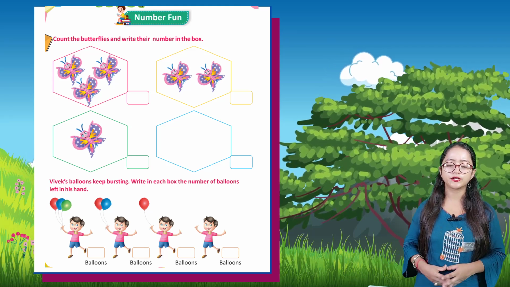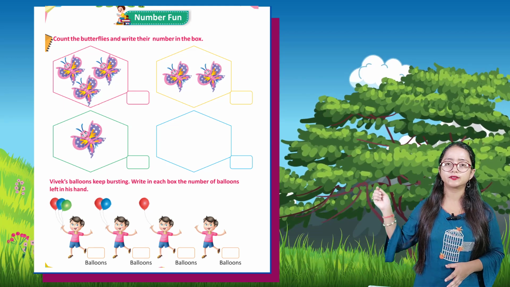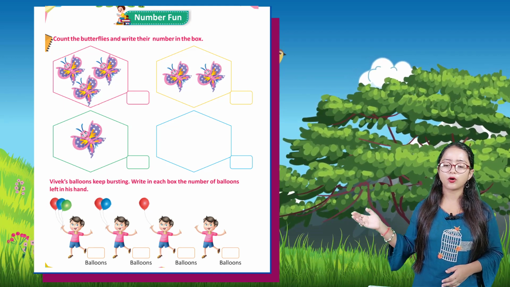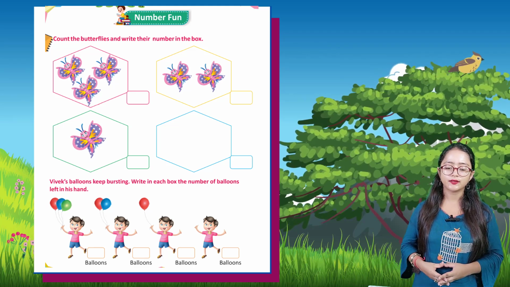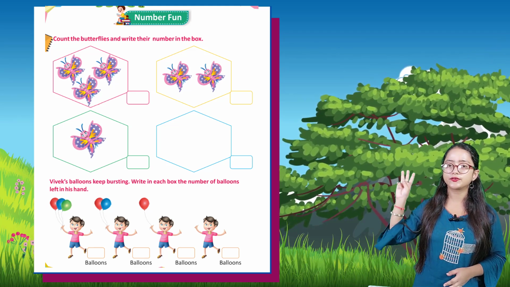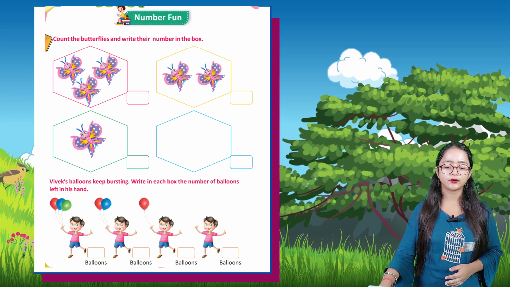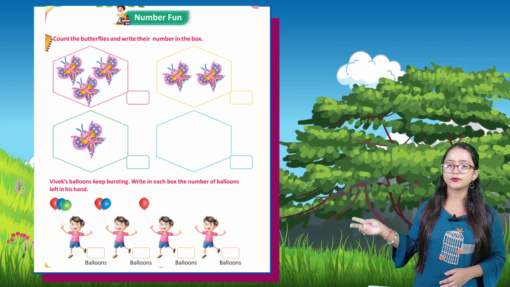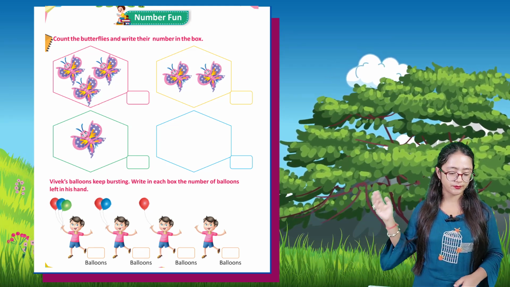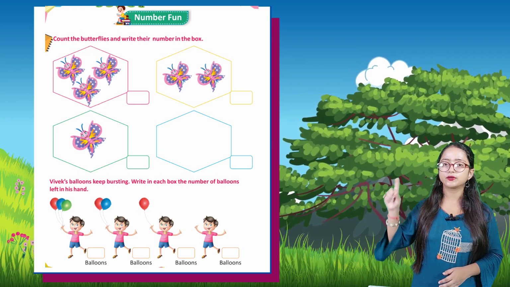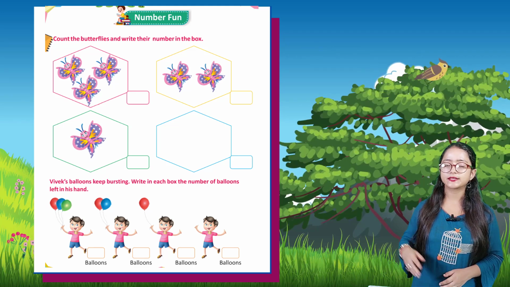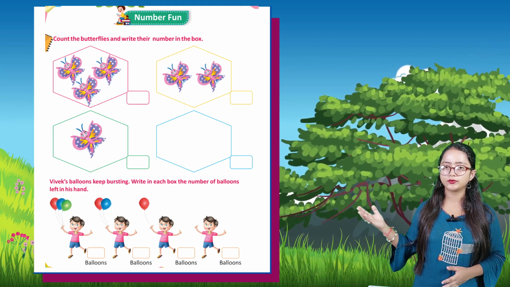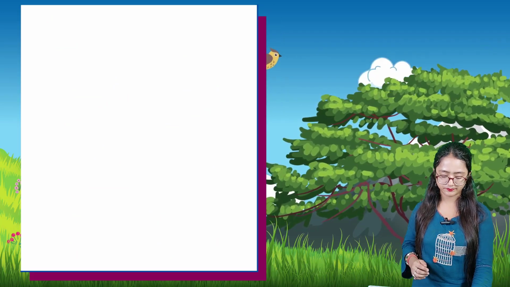Now the other question is, Vivek's balloons keep bursting. Write in each box the number of balloons left in his hand. In the first figure, you can see there are 3 balloons in his hand. So write down number 3. In the next figure, you can see 2 balloons in his hand. So write down number 2. In the next figure, you can see only 1 balloon is there in his hand. So write down number 1. Whereas in the last one, you can see there is no balloon. So write down number 0.